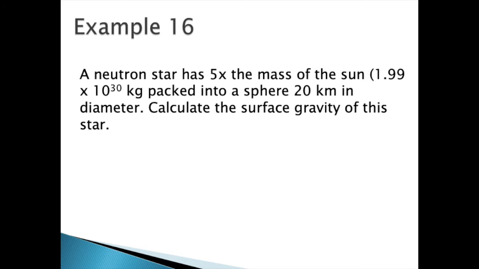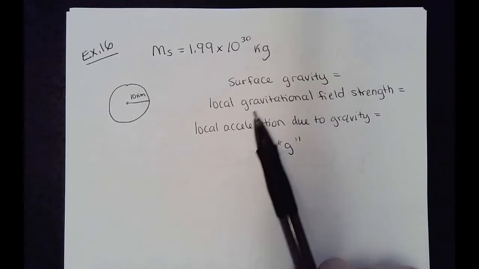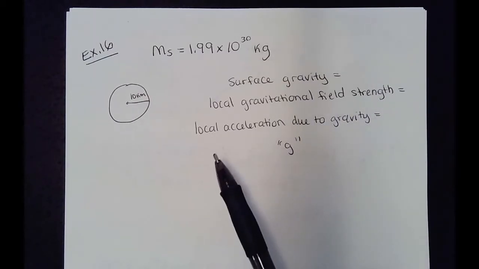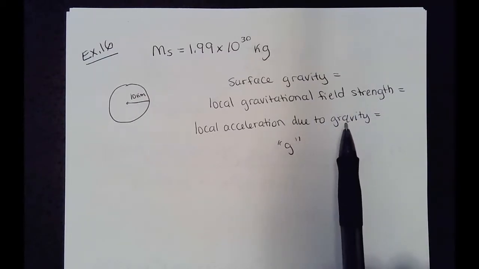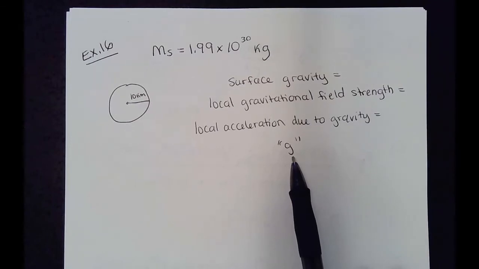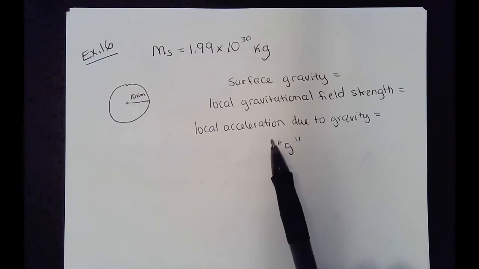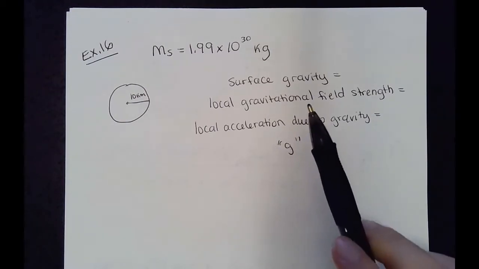Example 16, a neutron star has 5 times the mass of the Sun packed into a sphere 20 kilometers in diameter. Calculate the surface gravity g of this star. So this term, surface gravity, means the same as local gravitational field strength, which is the same as local acceleration due to gravity. They all mean this constant g. So far we used g equals 9.8 meters per second squared, and that's the value on Earth. Now we want to find this value on this new neutron star.